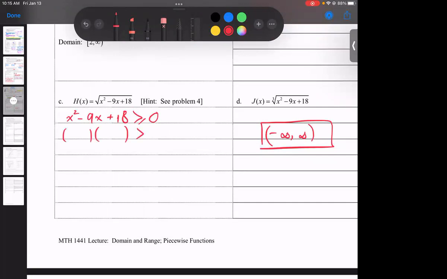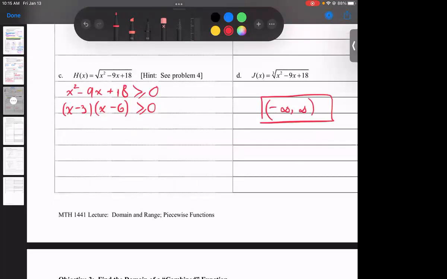Can someone factor this for me? Very good. Everybody see that? Two numbers that multiply to 18, which is negative 3 times negative 6 is 18, and add to negative 9. Negative 3 plus negative 6 is negative 9. Once you have that, do you remember what I said? You set each of the binomials equal to 0, right? And then you solve for x.